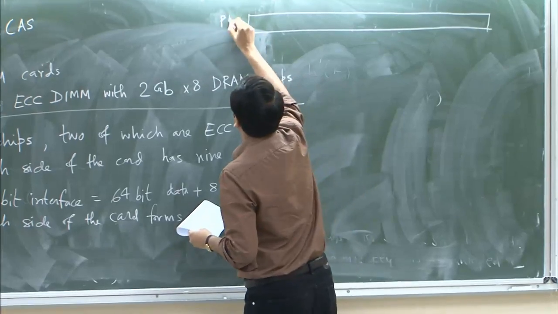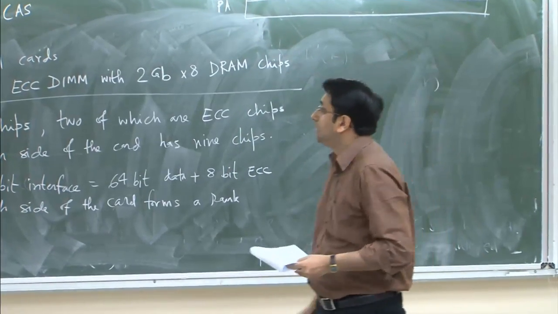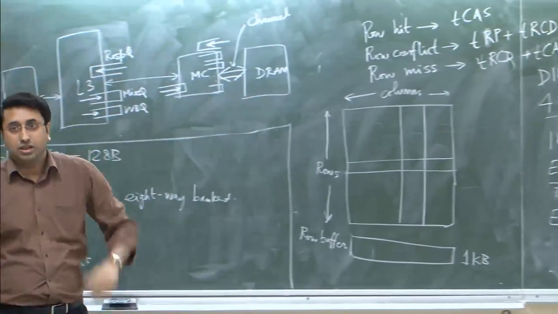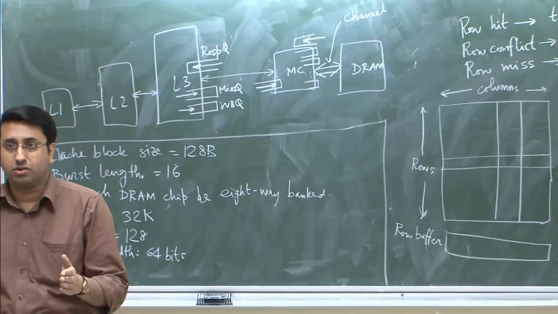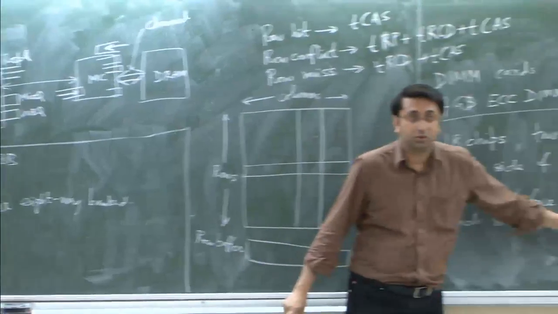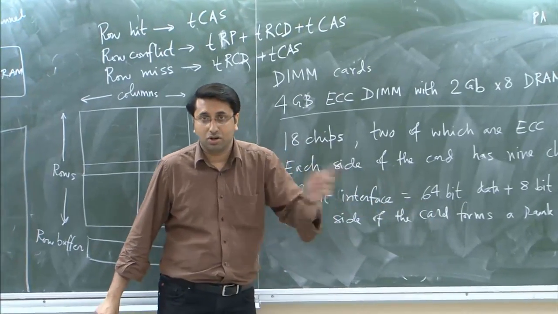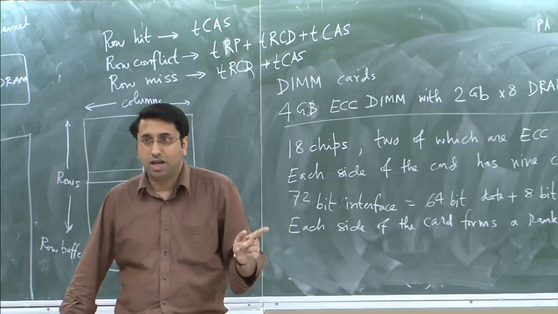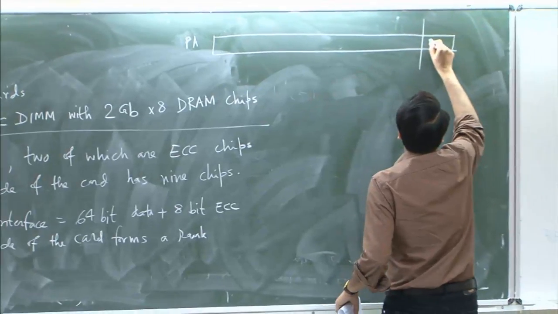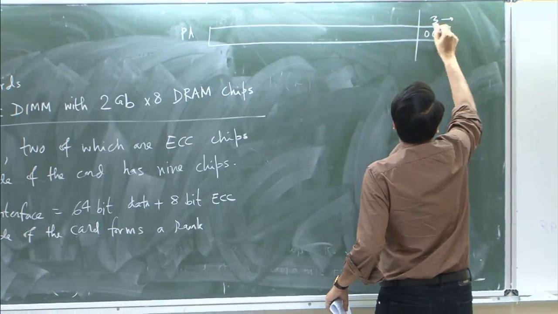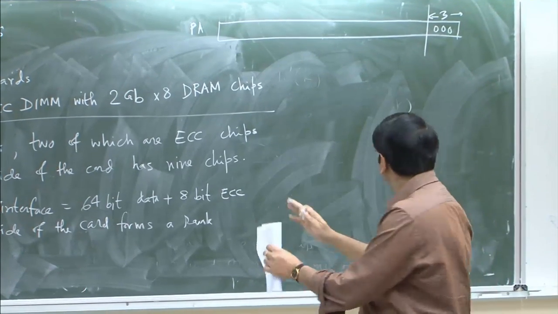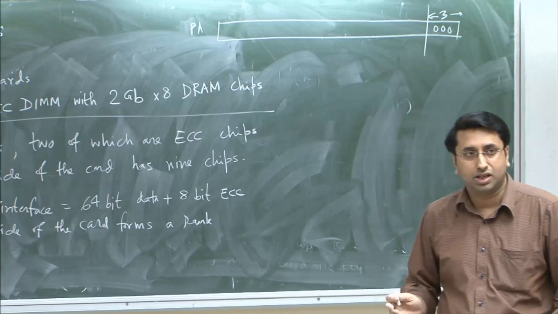So this is my physical address. Now, whenever the memory controller sends a request to the DRAM, it aligns it to an 8-byte boundary. Why is that? Because the interface is of 64-bit data. It always talks in terms of 64-bit chunks. So it aligns it to an 8-byte boundary, which means the last 3 bits are 0. So any physical address that the DRAM sees will have the last 3 bits as 0, which means it can be ignored.